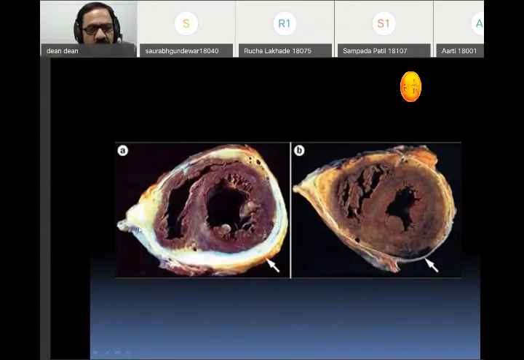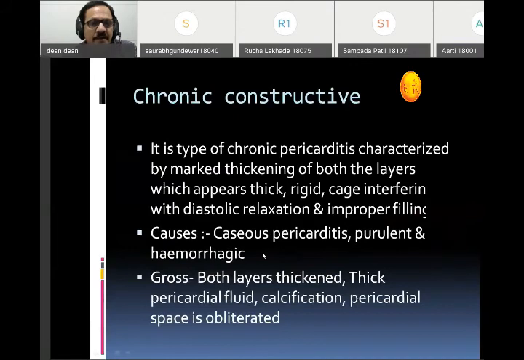Thick fibrosis is there that will compromise the function of the heart, and this is the basic difference between chronic adhesive and chronic constrictive. So thick wall is a feature of chronic constrictive type of pericarditis. The pericardium becomes a rigid cage-like structure, and that's why there is interference with diastolic relaxation. What are the common causes? It is because of caseous pericarditis due to tuberculosis, or it will be seen in case of purulent and hemorrhagic types of acute variants of pericarditis.